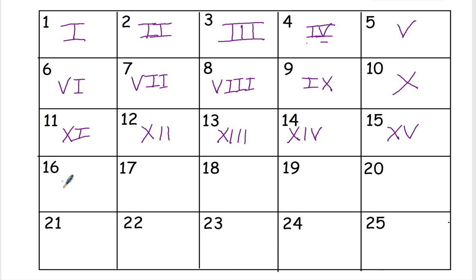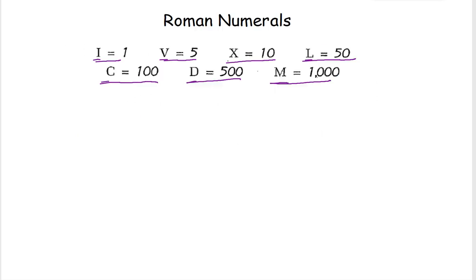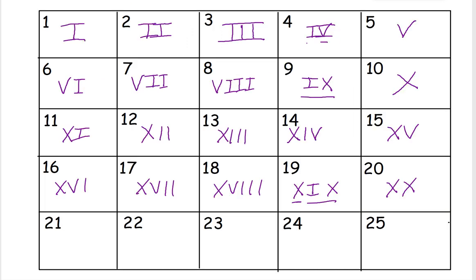So 16 is XVI, 17 is XVII, 18 is XVIII. Then for 19, we're going to use a subtraction symbol, so it would be XIX. So that's the 10 and then the 9. And then 20, we'd use 2 X's for that. The next number we have is L for 50. So we're going to continue this pattern until we get to 50.